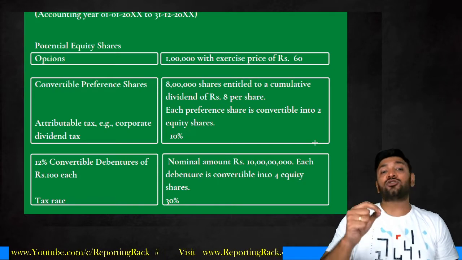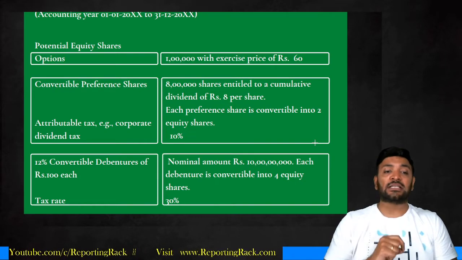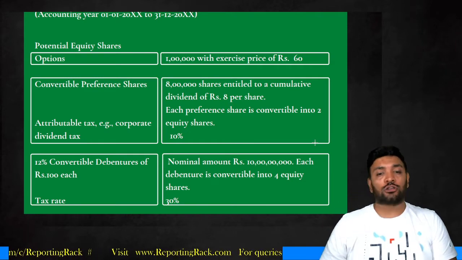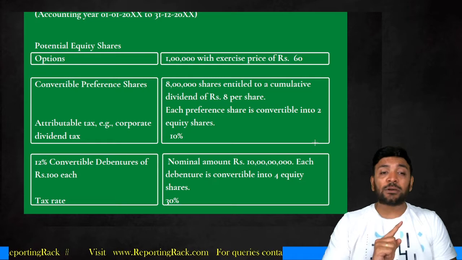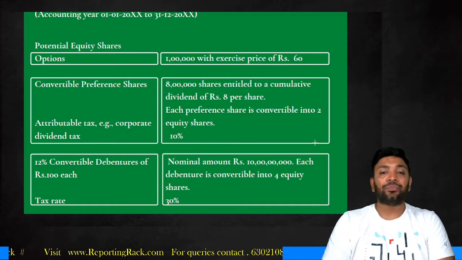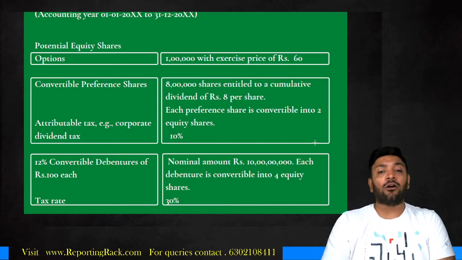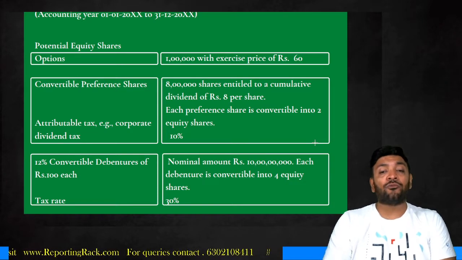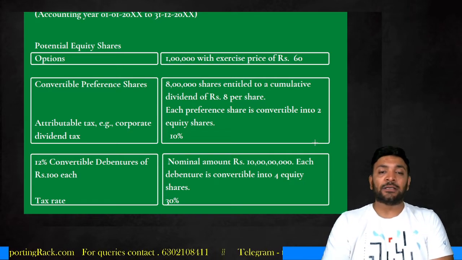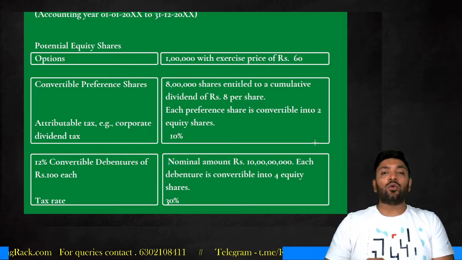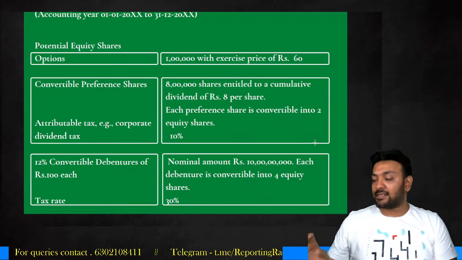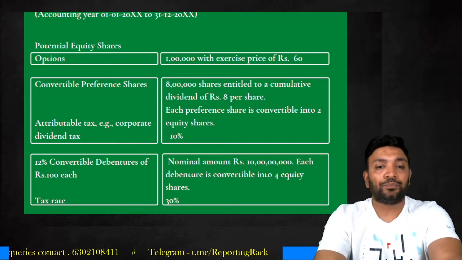Along with this, there are also convertible debentures of 12% each, and the nominal value of those debentures is 10 crores. 10 crores at 12%, therefore, there is an interest cost of 1 crore 20 lakhs each year. Each debenture of 100 rupees is converted into 4 equity shares, and the applicable tax rate is 30%. Now, if I ask you to give me the diluted EPS in this given case, let's see how I calculate.